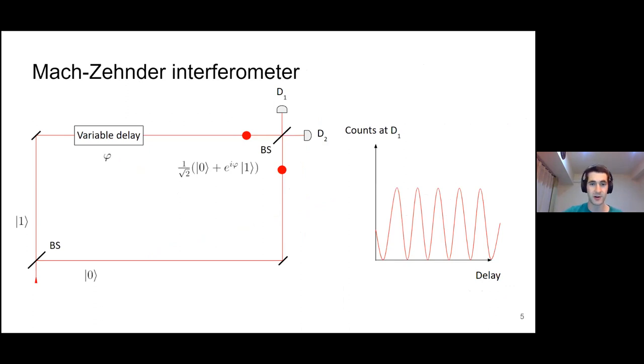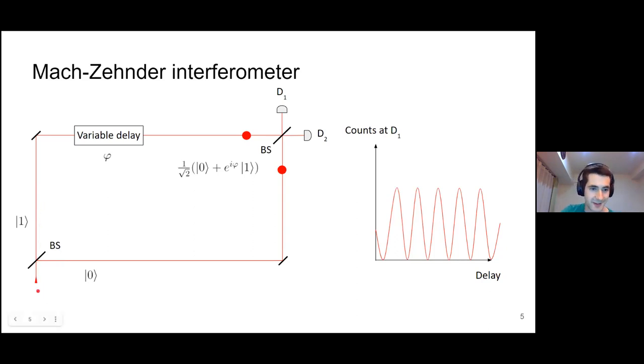So there is a very similar experiment, and I'm moving to the qubit description. So this is a Mach Zehnder interferometer. It is just a quantum optical system made of two mirrors there and two beam splitters here. And a beam splitter is just a half transparent mirror. It means that half of the light is reflected at it and half of the light will go through.